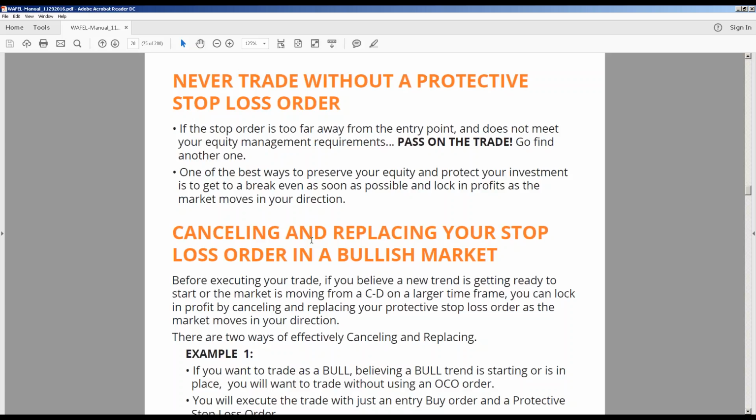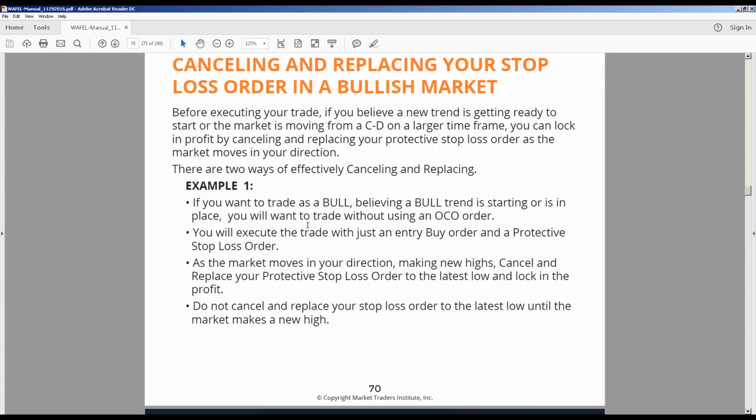Now we get to cancelling and replacing your stop loss order in a bullish market. Before executing your trade, if you believe a new trend is getting ready to start, or the market is moving from a C to a D on a larger time frame, you can lock in profit by cancelling and replacing a protective stop loss order as the market moves in your direction. Now there are two ways of effectively cancelling and replacing.